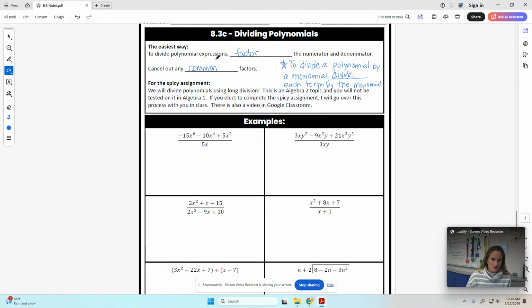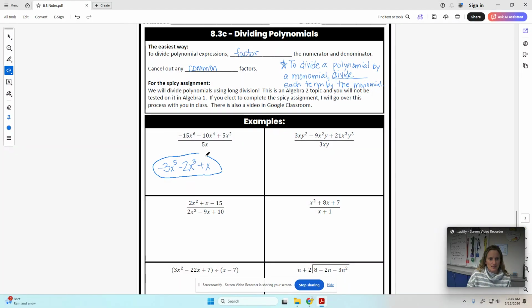So let's get into our examples. So in this first example, this is a polynomial divided by a monomial. So I am just dividing each of these terms by 5x. So negative 15 divided by 5 is negative 3. X to the sixth divided by x is x to the fifth. Negative 10 divided by 5 is negative 2. X to the fourth divided by x is x to the third. 5 divided by 5 is 1. I'm not going to write it unless it were the only thing left. X squared divided by x is x, so I don't need that 1 as a placeholder. I have the x. And that's it. That is all I have to do.